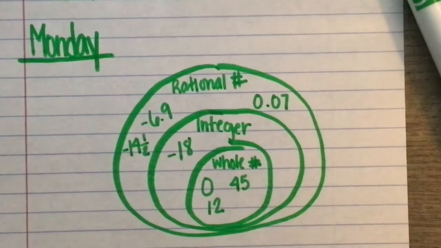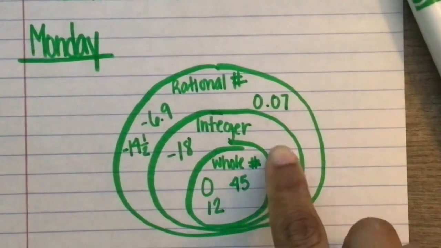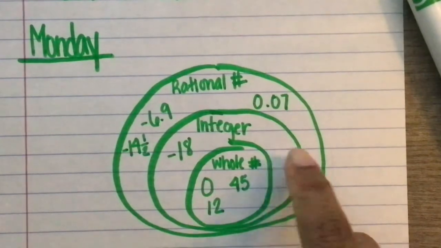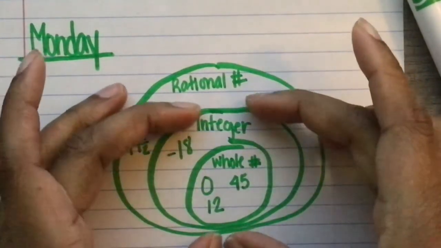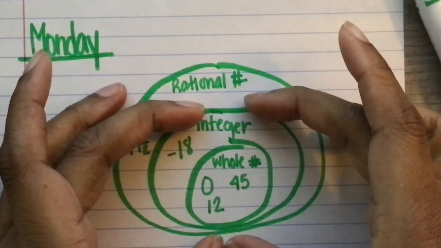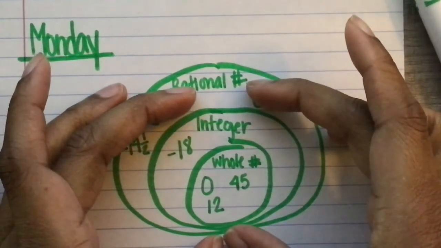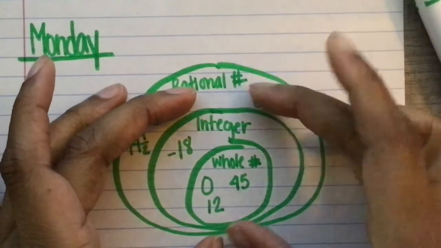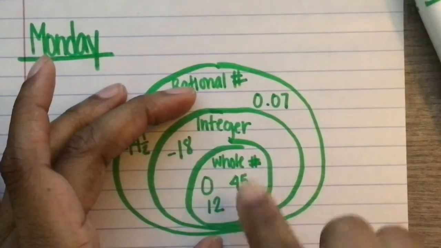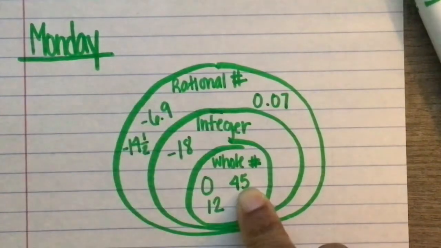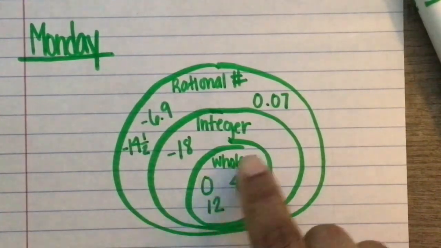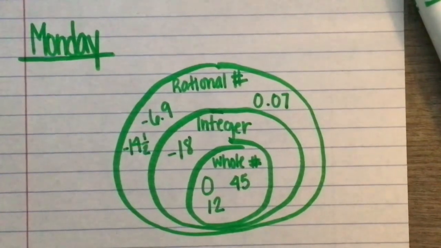And number 3, can a whole number also be an integer? The answer to that is yes. Integers are positive and negative whole numbers. So it's asking, can a whole number also be an integer? Well, that whole number category is inside of the integer circle. So yes, 12 is also an integer because it's a positive or negative whole number. 45, same thing. So yes, a whole number can also be an integer.